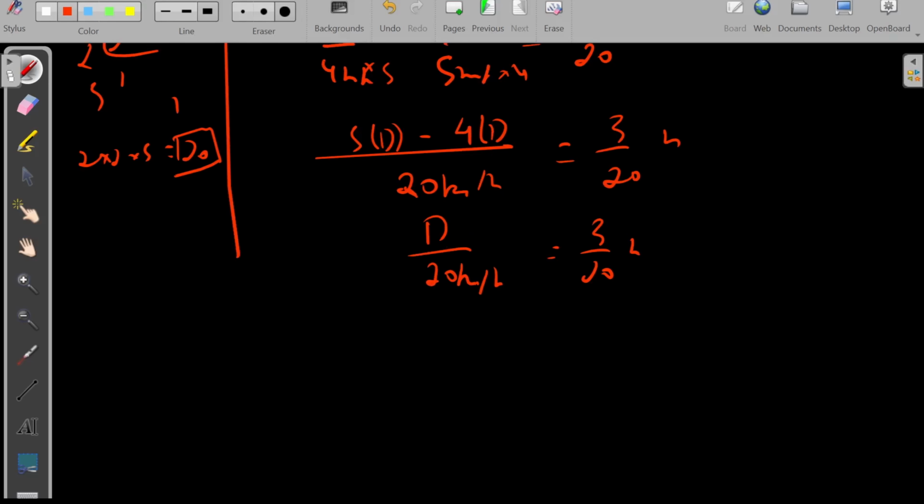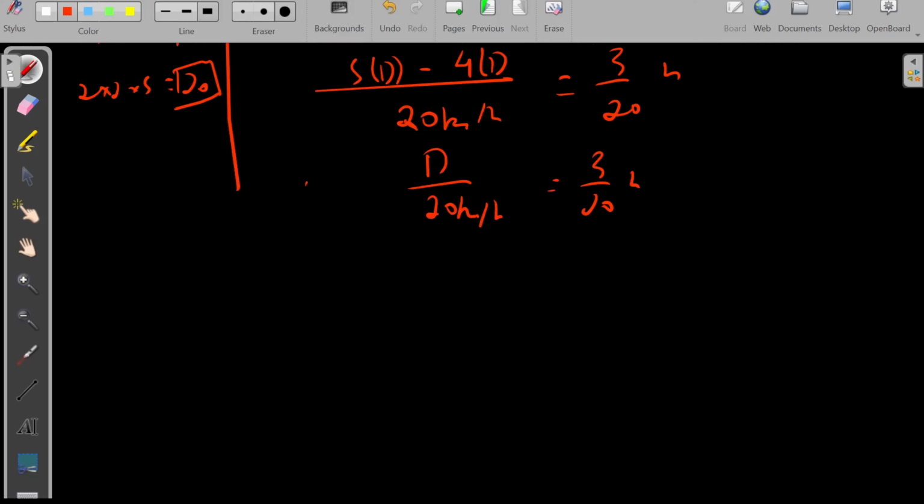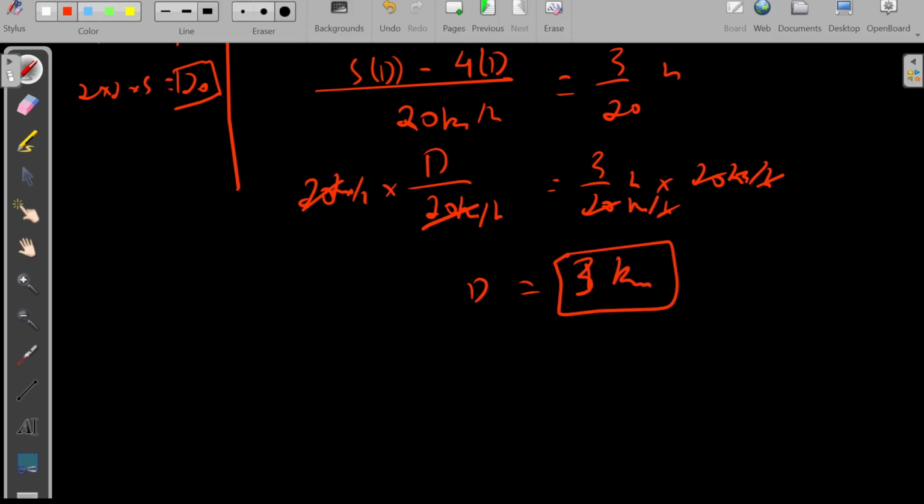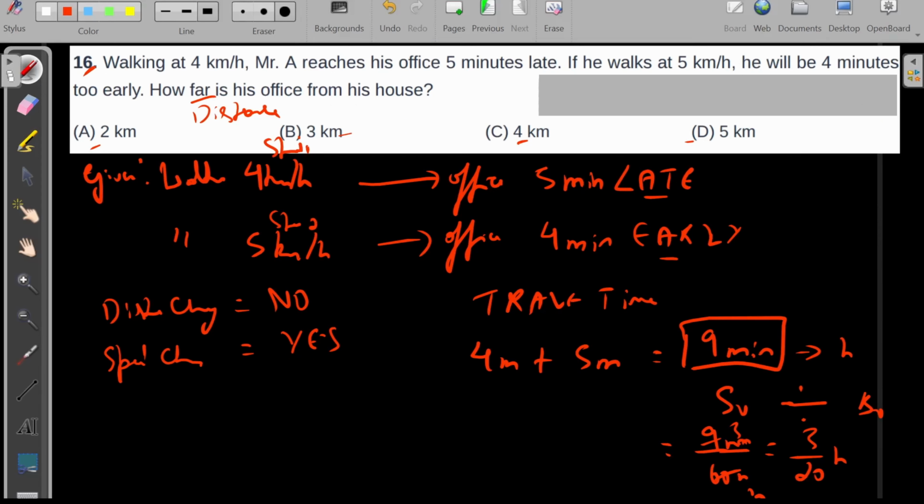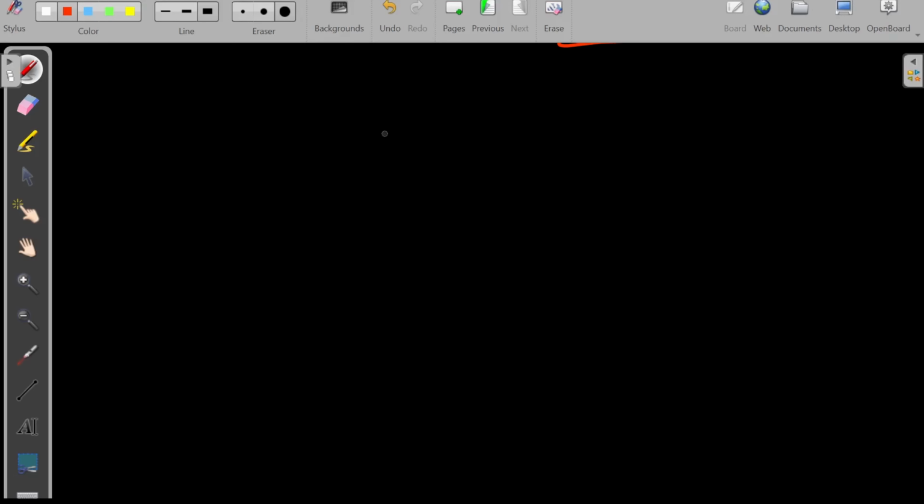Equals 3 over 20 hour. I can multiply both sides by 20 kilometer per hour. The 20s cancel. Kilometer per hour, the hour cancels. All we have is kilometer. So distance equal to 3 kilometer. So this is our final answer, which is 3 kilometer. If we take a look at the options, we see that option B is the correct answer, which is 3 kilometer.